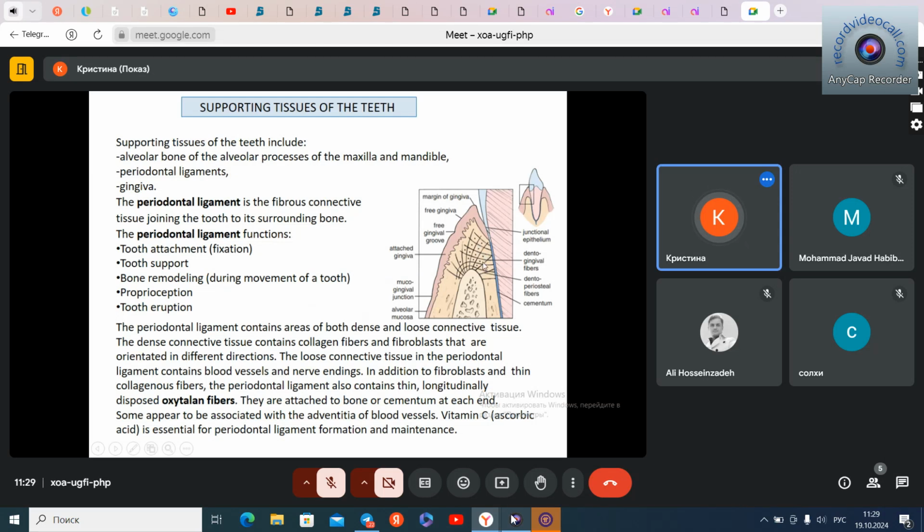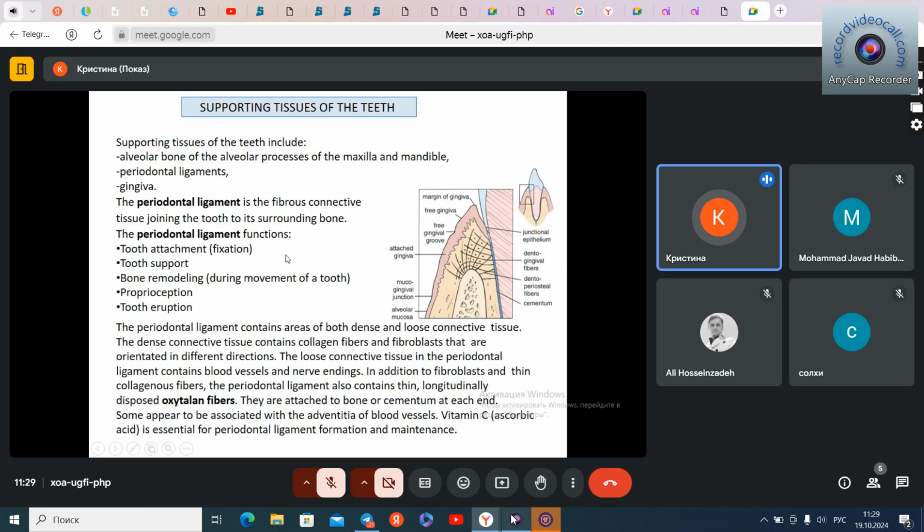The periodontal ligament, which is mainly dense fibrous regular connective tissue, attaches the cementum of the tooth to the bone and also to the dense fibrous irregular connective tissue of the gingiva. So in the periodontal ligament we have dense fibrous irregular connective tissue and loose fibrous connective tissue with blood vessels and nerves.